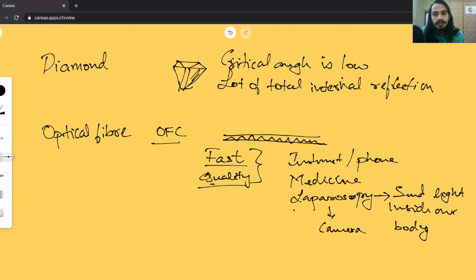All right. So those are the two major uses that we have for total internal reflection. So apart from the phenomenon, these are the uses. That's about it for today's class.